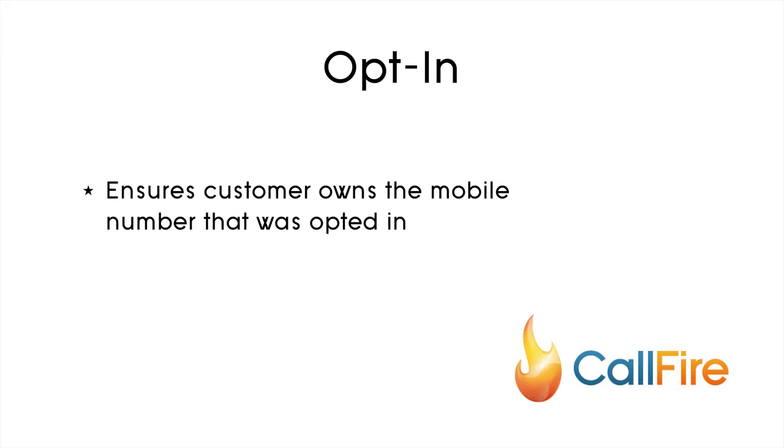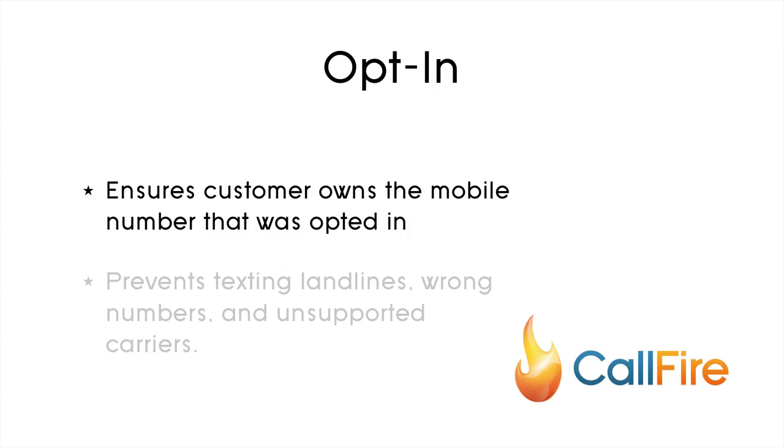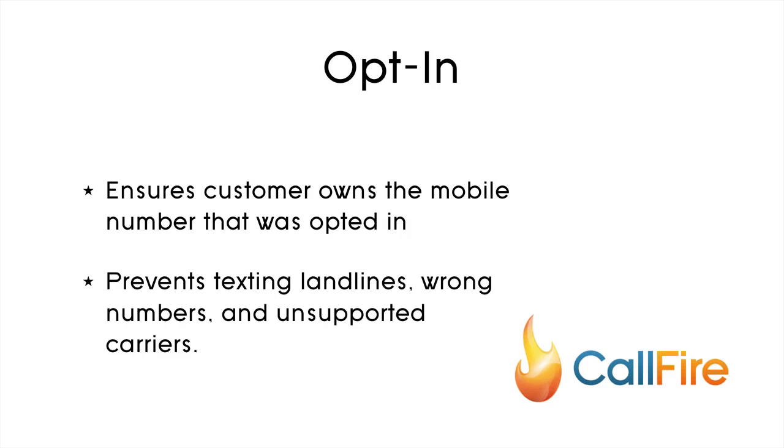Now, in either scenario, CallFire will then send an automated confirmation text to the customer's mobile number. This double confirmation is also a best practice. It ensures that the customer owns the mobile device that was opted in, and it also helps prevent texting to landlines, wrong numbers, and any unsupported carriers.